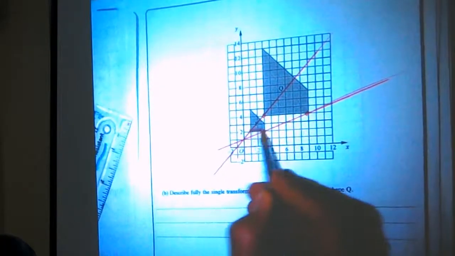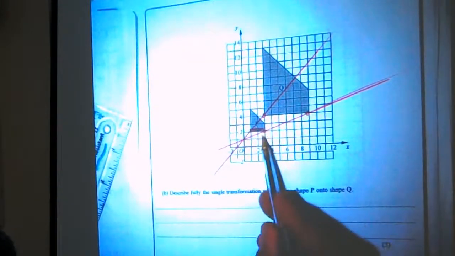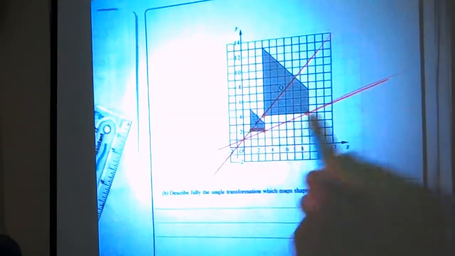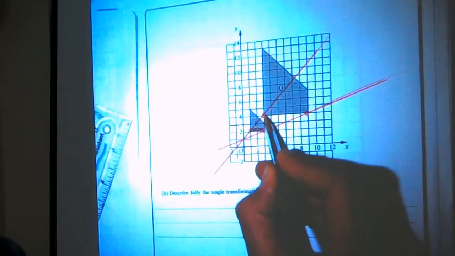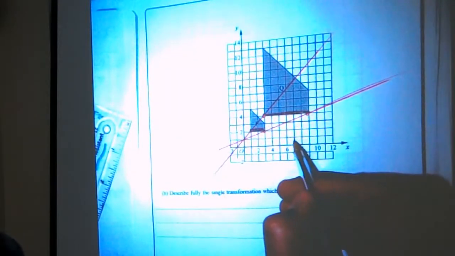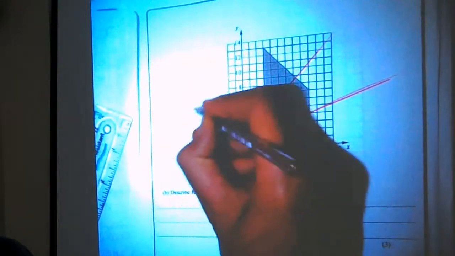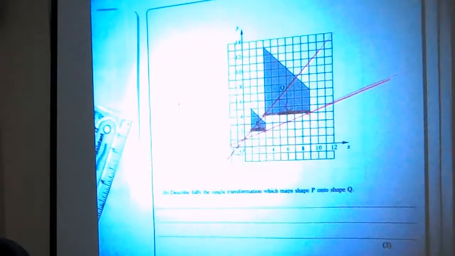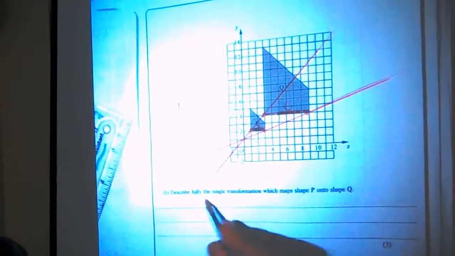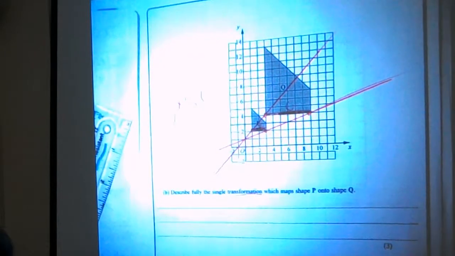Let's measure this. Okay. So let's have Zishan. What is the distance here, Zishan? 2. And what is the distance, Harun, on the new one? 6. So originally it was 2, that was 6. How did we get from 2 to 6? Okay. So it says describe fully the single transformation. Now, let me tell you the common answer in this question. The transformation is scale factor of 3.